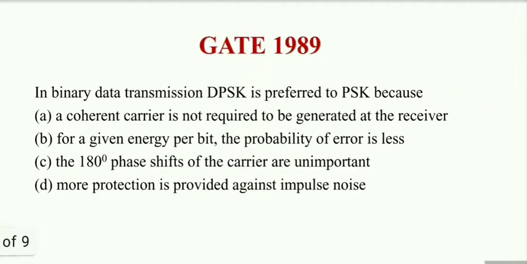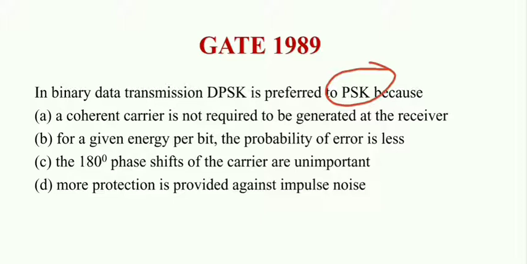Next one. In binary data transmission, DPSK is preferred to PSK because we know that PSK is coherent, whereas DPSK is a non-coherent representation of PSK. That means in DPSK we don't need synchronization or coherence between the transmitter and receiver. So we don't need any coherent carrier in the receiver to generate the transmitter signal. So option A is the right answer. We don't need to go for the other ones, right?